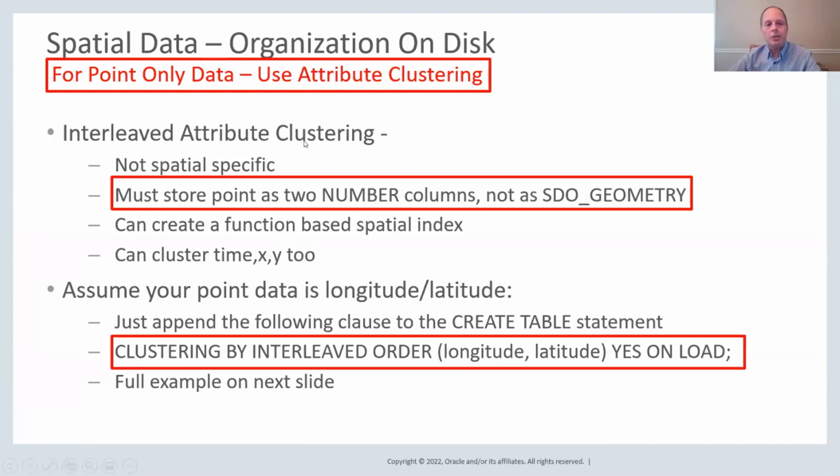But this clustering is not limited to just clustering on the X and Y. Like I said, it can be used without spatial. And if you have a temporal column, a time column, I found it super effective to cluster on all three. You could say cluster on time, X and Y, and I'll show you an example of that too. So assume that your point data is longitude, latitude. All you have to do is append to your create table this clause: clustering by interleaved order (longitude, latitude). If you had a temporal piece, you could say time, longitude, latitude, and then yes on load. I'm going to show you an example on the next slide.